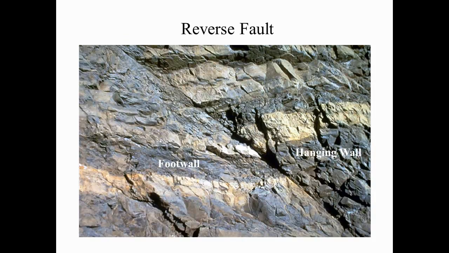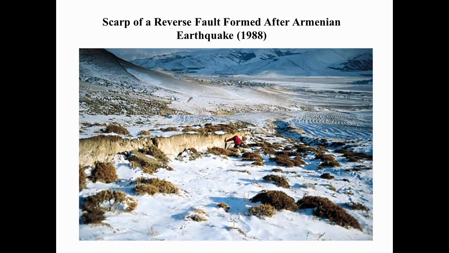So here again is an exposure of a reverse fault with the footwall and the hanging wall. And if you follow the individual strata, you see that the sense of movement is such that the hanging wall has moved up relative to the footwall. Here is a scarp of a reverse fault. This formed as the result of the Armenian earthquake back in 1988. So here we see a geologist measuring the overall vertical displacement along this particular fault.